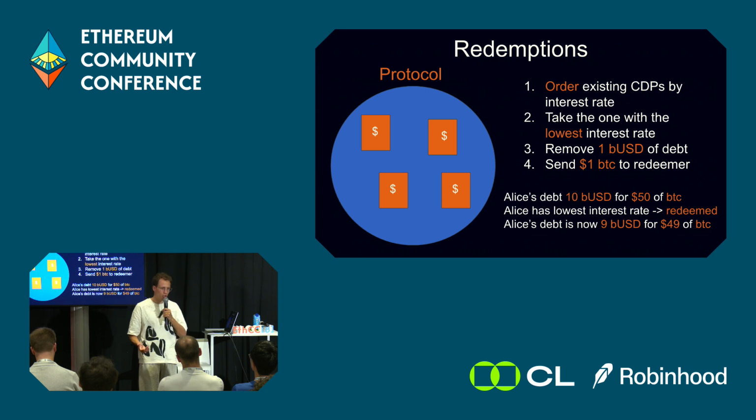So no one wants this to happen, right? Most people, when they open a CDP, want to get their Bitcoin back one day or another. They don't want to get less Bitcoin than what they deposited, right? So people are incentivized not to go at 0.5% and be super greedy. They're incentivized to maybe go 1%, 2% in order not to be the first one to get redeemed.